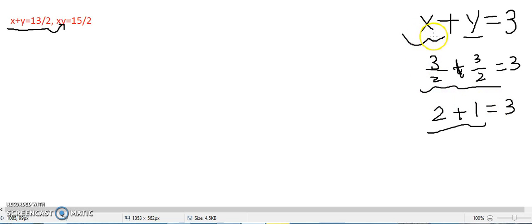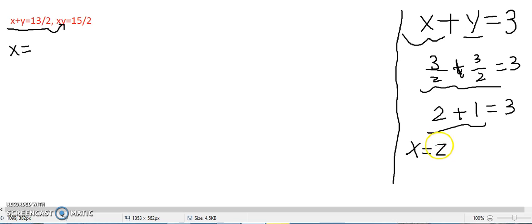They don't know if x and y are going to be exactly half of 3, but we can assume, I'm going to first use this example, that x is 3 halves plus a z. What is z? z is just a number. And y is 3 halves minus z.